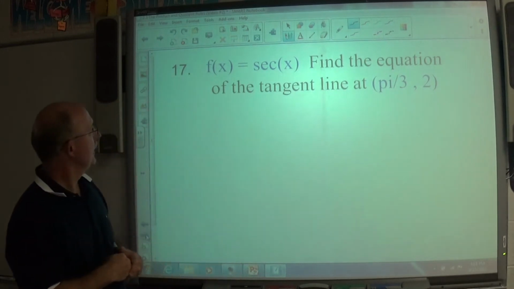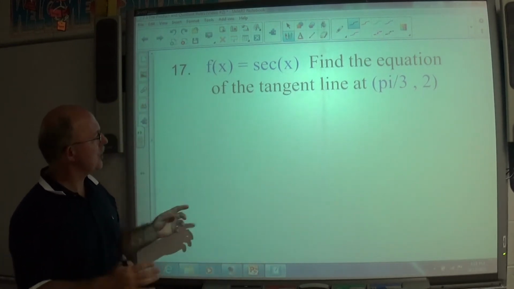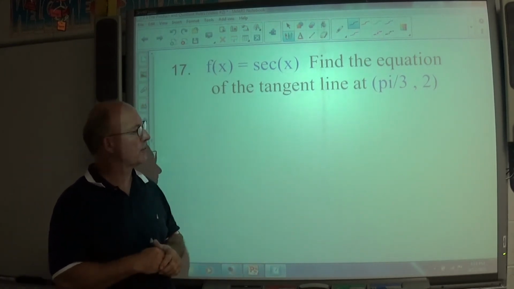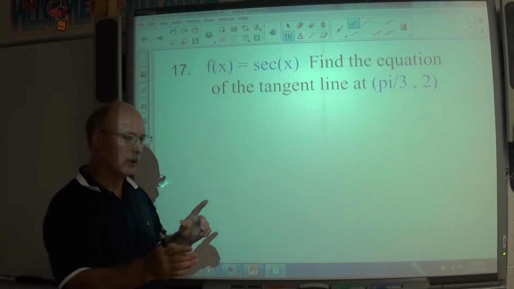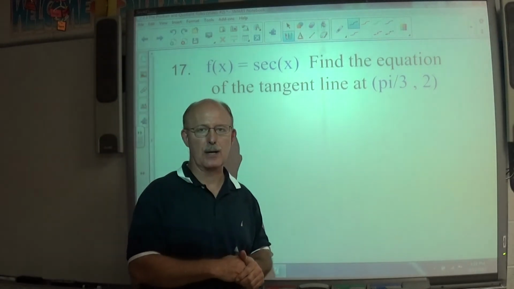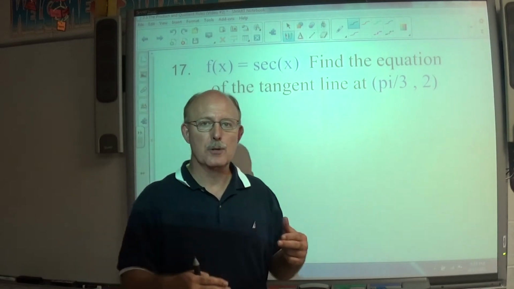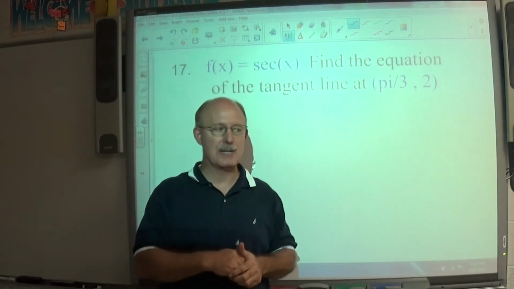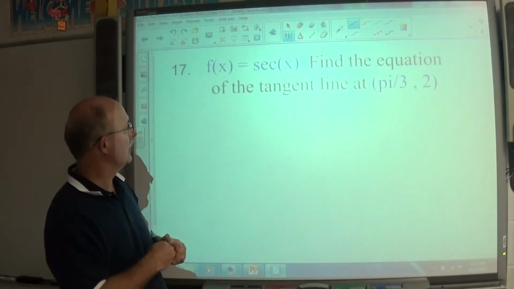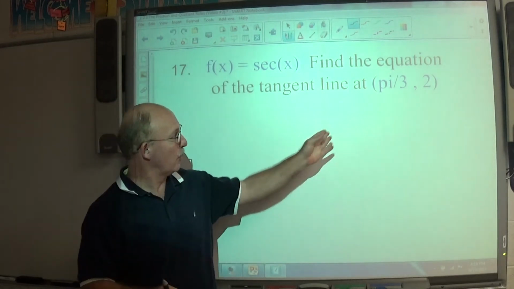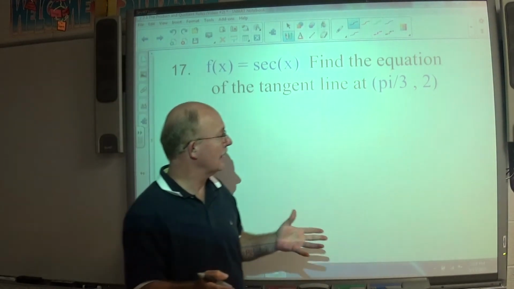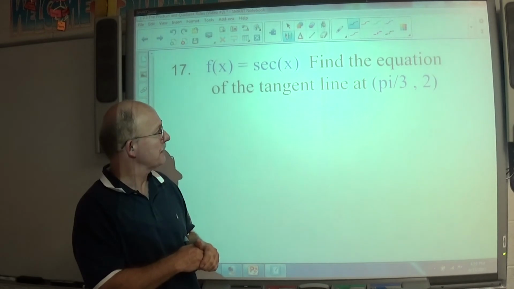It says we've got f of x equals secant x. Find the equation of the tangent line at pi over 3, 2. All right, so this is a little bit different now. We're taking it a step further, not just finding the derivative, but we're going to find the actual equation of our tangent line. Now that means we have the 1 point, pi over 3, 2. Right? We have 1 point on our graph.